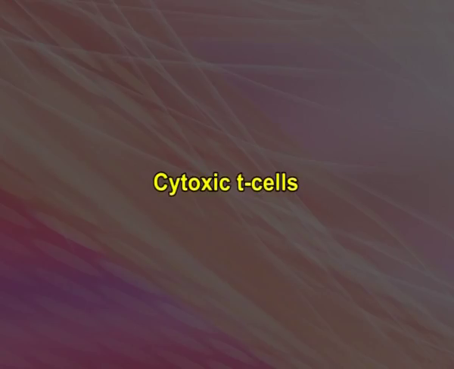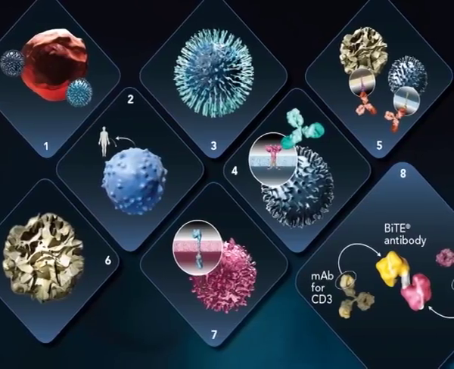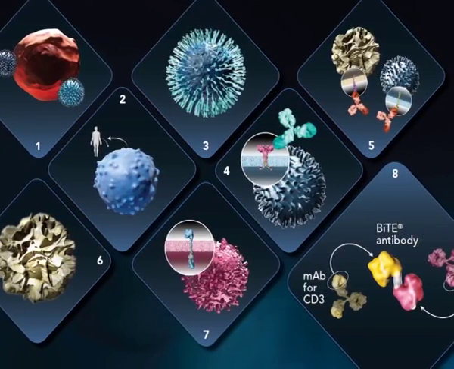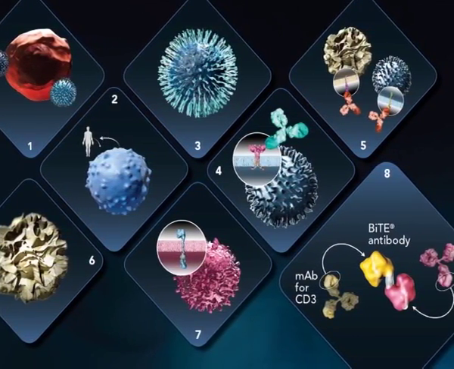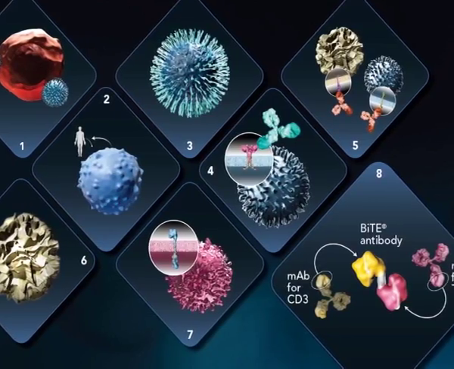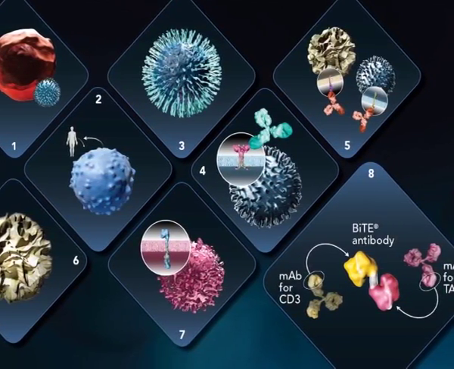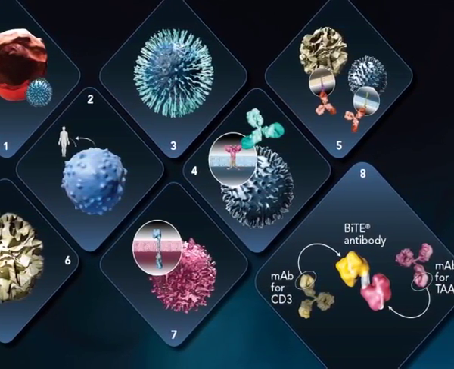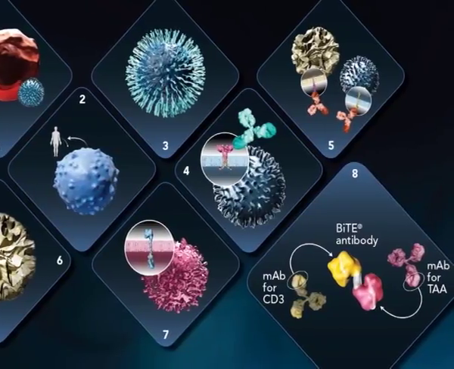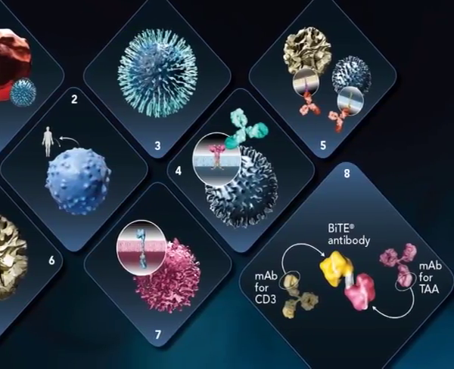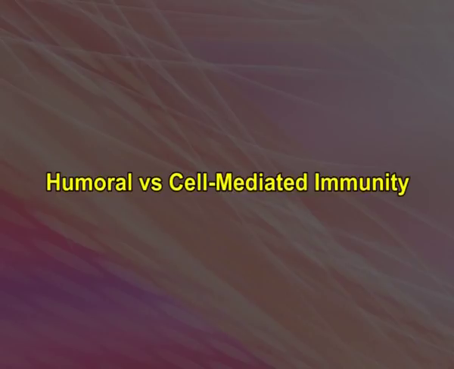Cytotoxic T cells. These cells attack foreign cells that infiltrate the native human cells, not necessarily cells from the outside, but also those originating in the human organism, for example, cancer cells. Humoral versus cell-mediated immunity. What is the difference between humoral immunity and cell-mediated immunity?